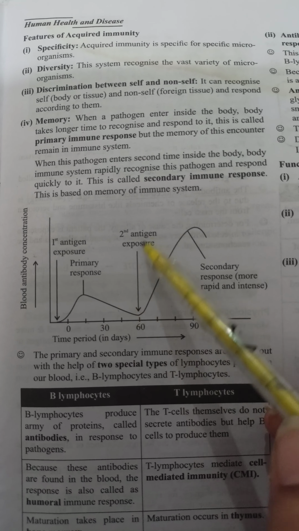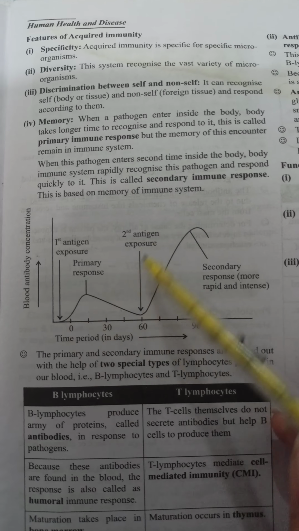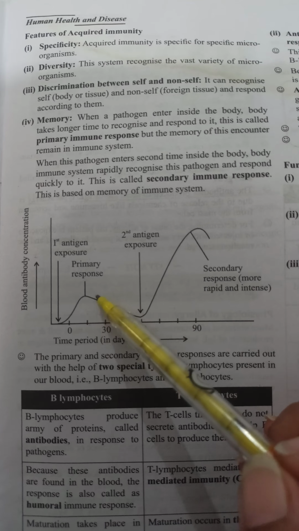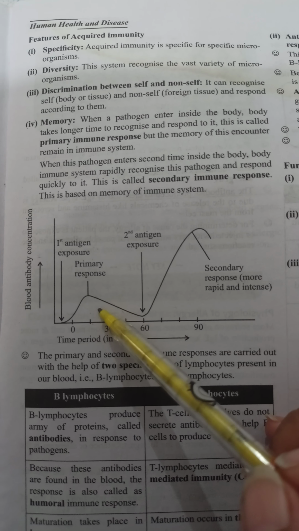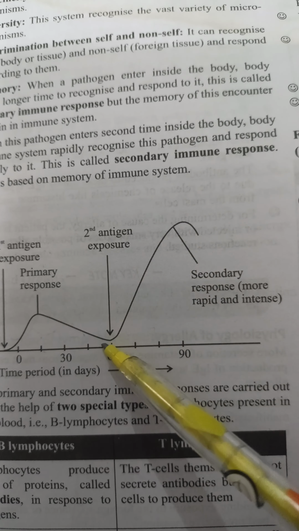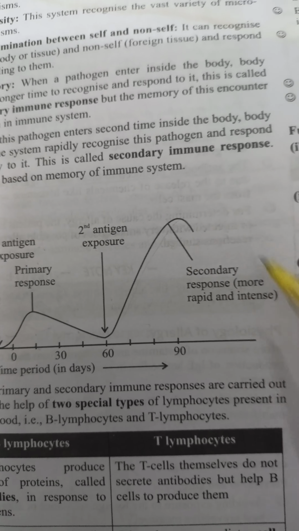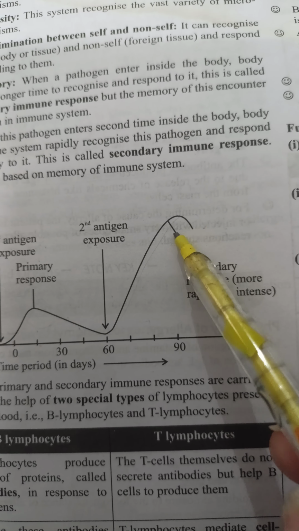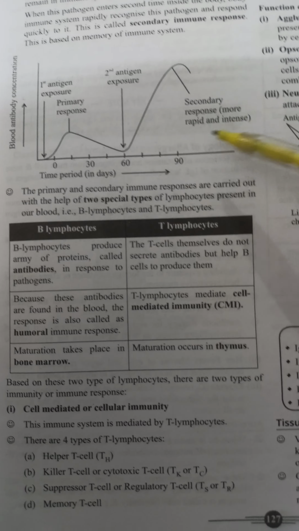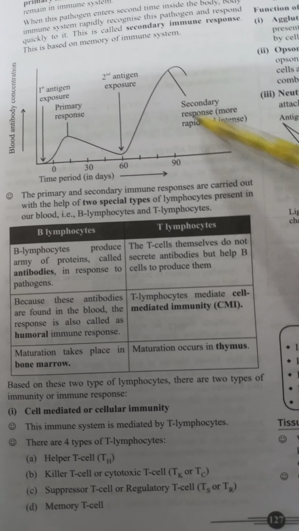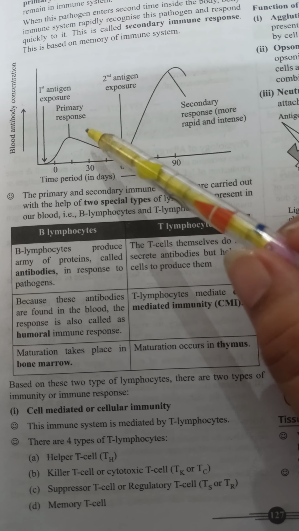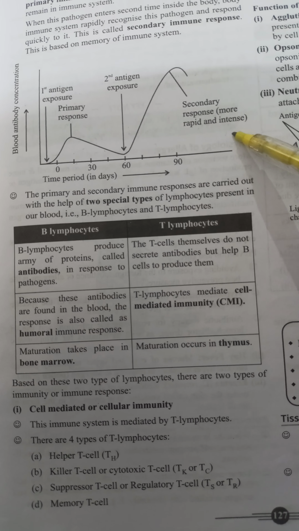And the second exposure will be there. This is the primary exposure. This is the second exposure. So here the response is slow. The narrow peak shows the response is slow, and whenever the second antigen exposure is there, the response produced is called the secondary response, and it is more rapid and intense. Now these two peaks show the primary and secondary immune response. The primary response is slow and not very intense, and this is more rapid and intense.